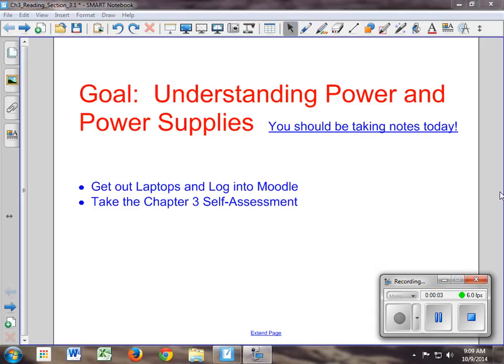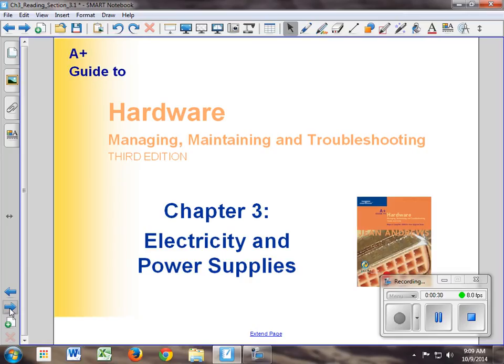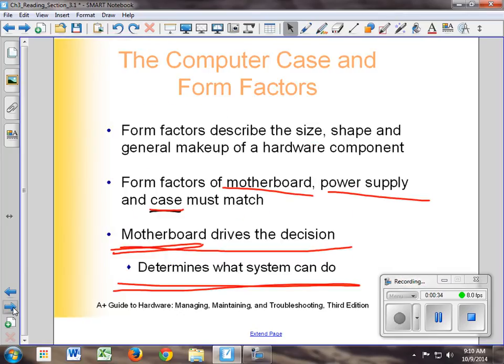Okay, so chapter 3 is kind of a weird chapter because it's about power, but it incorporates a bunch of other different stuff at the same time. So we're going to first introduce the non-power stuff, and then we're going to talk about power. Catch your notes. This chapter is about electricity and power supplies, but we're going to talk about some other things first to define what you see.